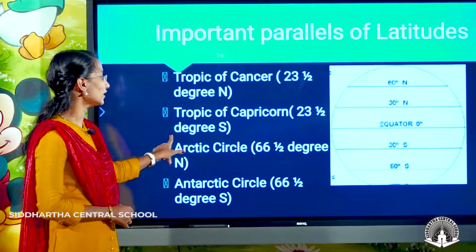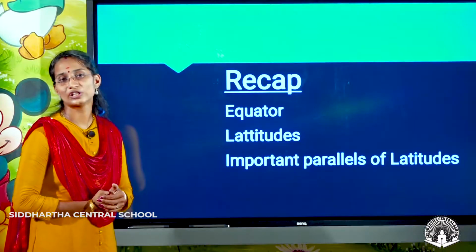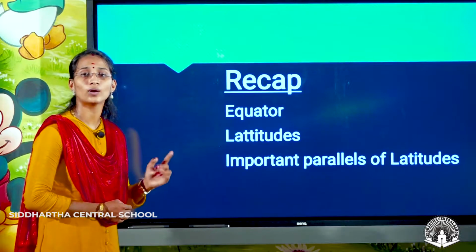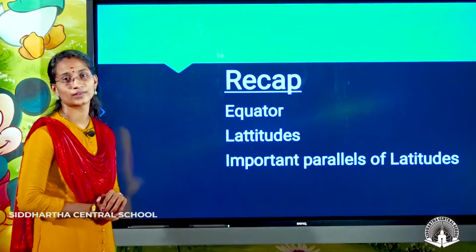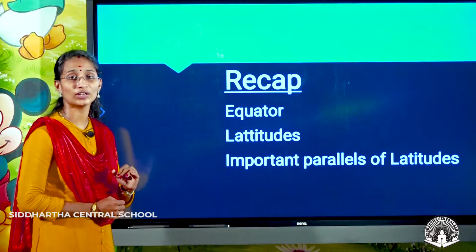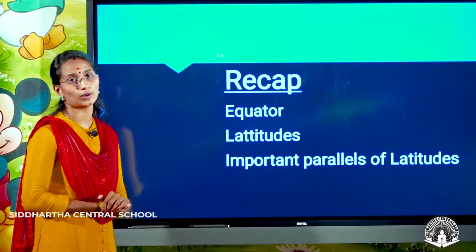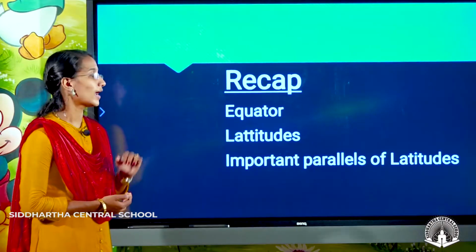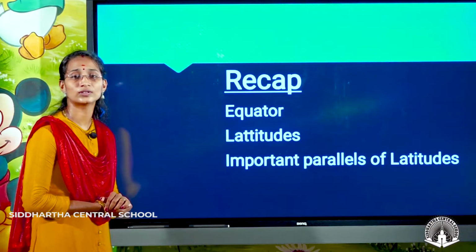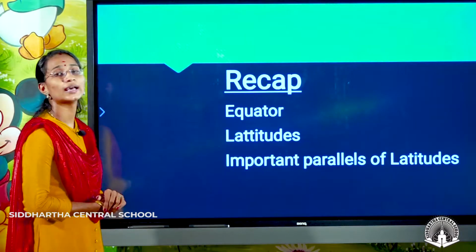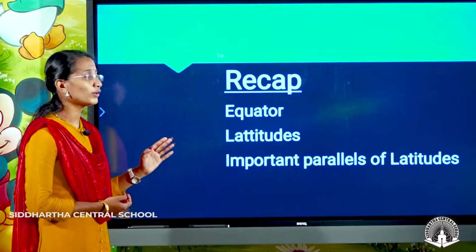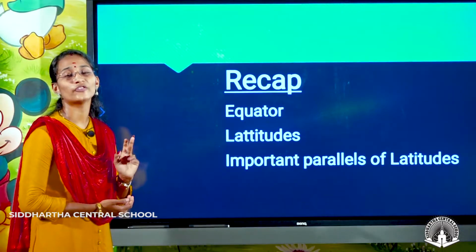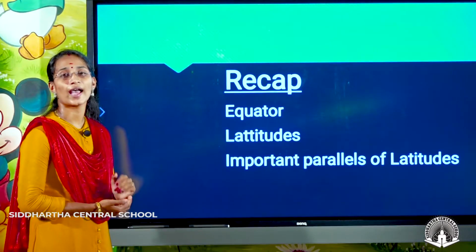So what things did we say? First we said about equator. Equator is an imaginary line which runs on the globe in the middle part, and it divides the earth into two equal parts. The north side part is known as northern hemisphere, and the southern part is known as southern hemisphere. And we said about latitudes. The important parallels of latitudes are Tropic of Cancer, Tropic of Capricorn, Arctic Circle and Antarctic Circle.